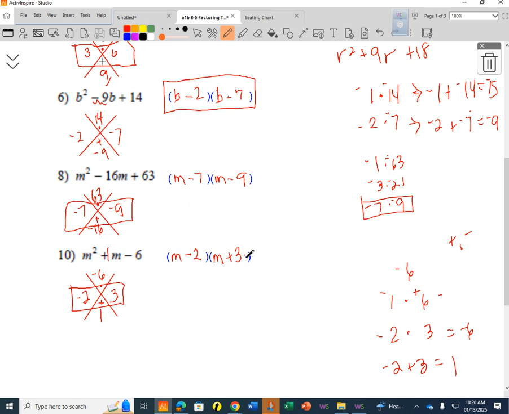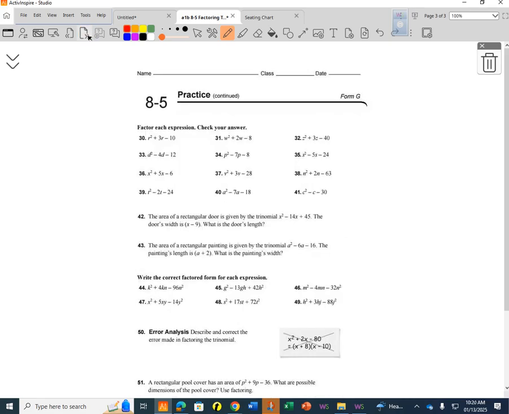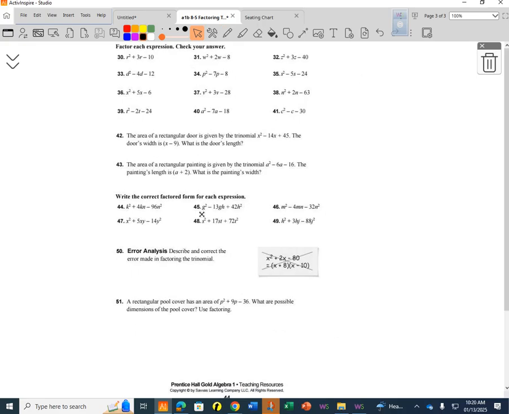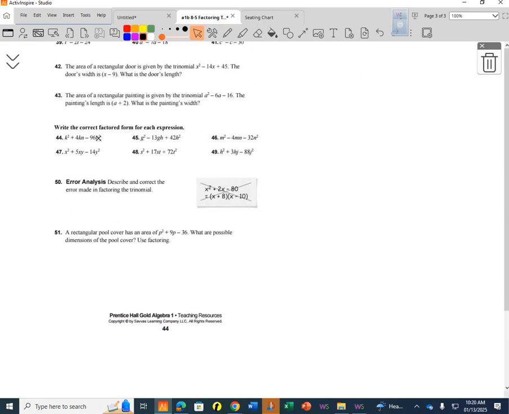I want you guys to look, we're going to do at least one problem together. We're going to go to the back of this worksheet, and we're going to look at 44. So let's do 44 together. What's different about 44? Everybody notice? What's different about 44? The last term has a variable, and all the ones we've done so far do not.